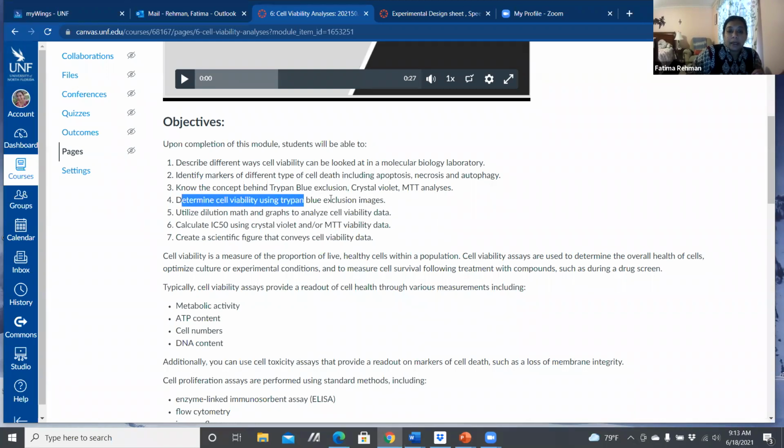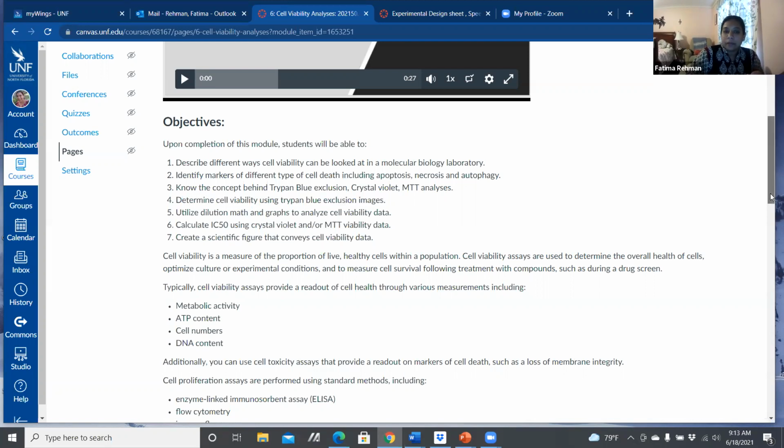So today, like I said, you're going to be determining cell viability using trypan blue images. You are also going to be looking at how you would then interpret those images with appropriate statistical analyses, and how you would present your findings in the form of a scientific figure. So for that, I will have a mini Excel figure making, PowerPoint figure making workshop towards the end of the class, after you've had some chance to collect the data.